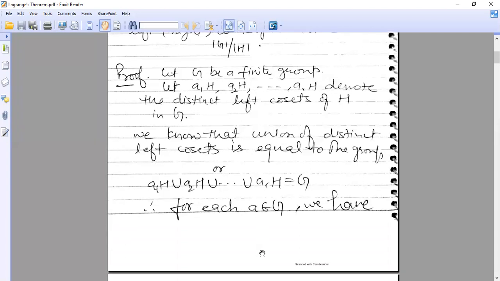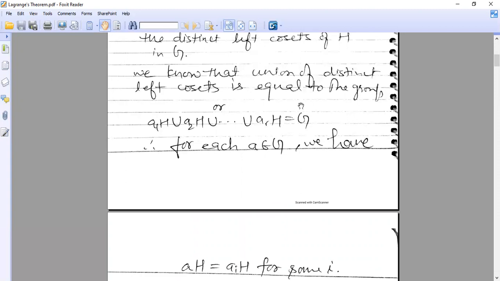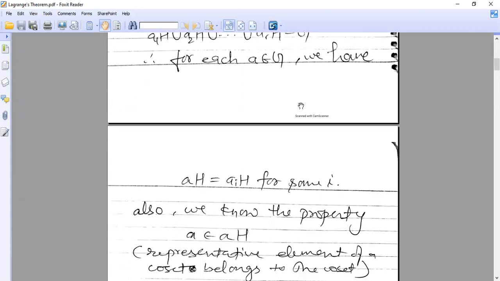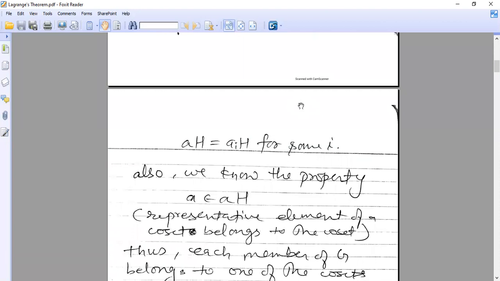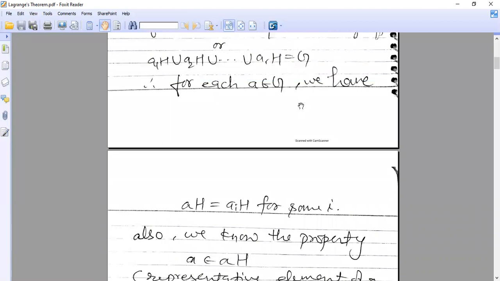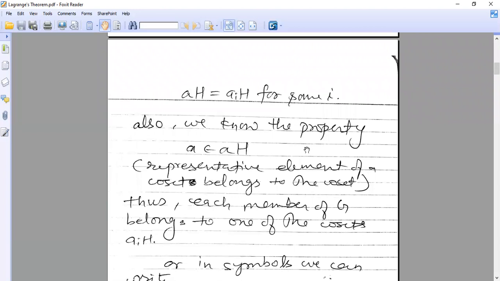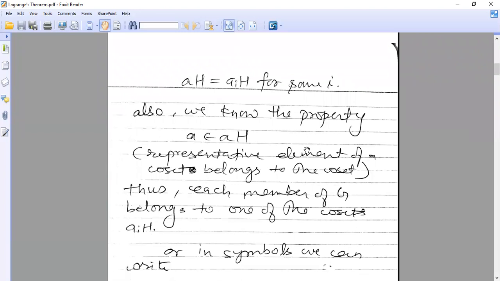So you have a finite group G and it has some elements A1, A2, ..., AR. These are the cosets that we have considered: A1H, A2H, ..., ARH. We are saying that corresponding to every element of the group, you will have a coset. So for every A in G, you have some AiH. And we know that the representative element of the coset belongs to the coset. If you have a left coset AH, then this A is called the representative element.